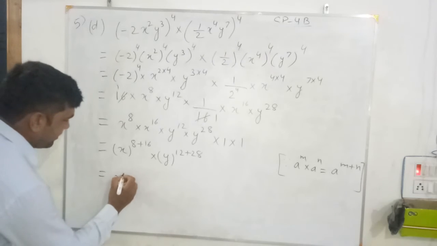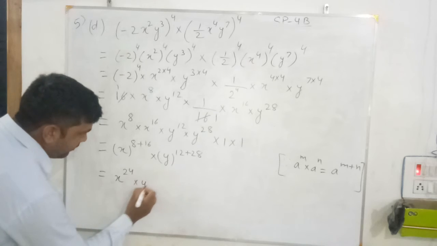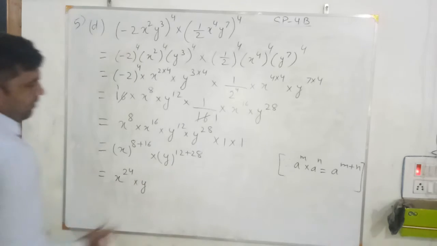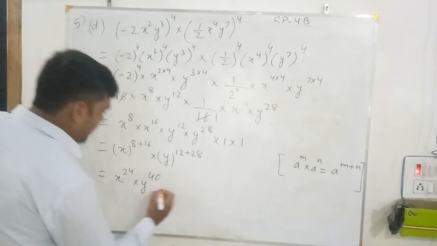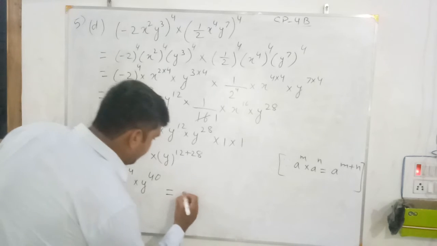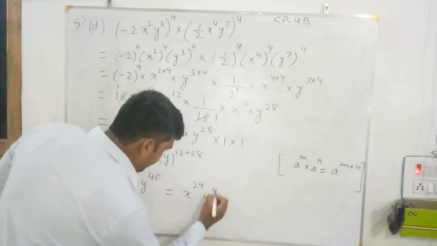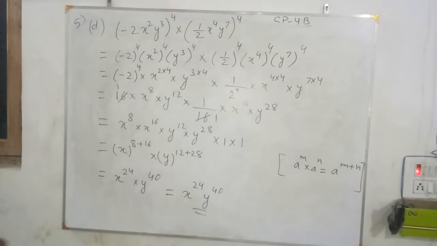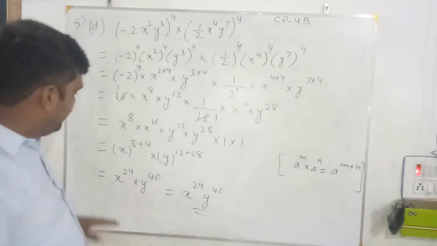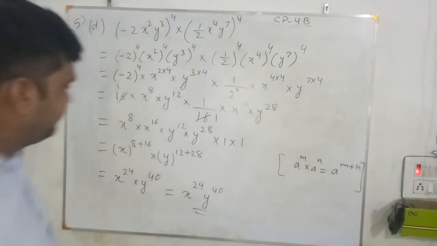X to the power 16 plus 8, 24, and here y to the power 28 plus 12, 40. And what is the result? That is x to the power 24 and y to the power 40. That is the answer: x to the power 24 into y to the power 40. This you will get as the result. Okay, so now we move to the next question, 5th E.